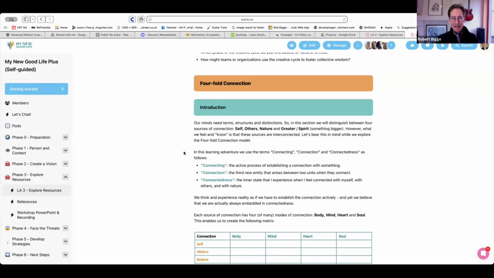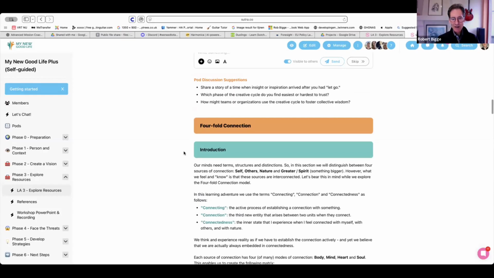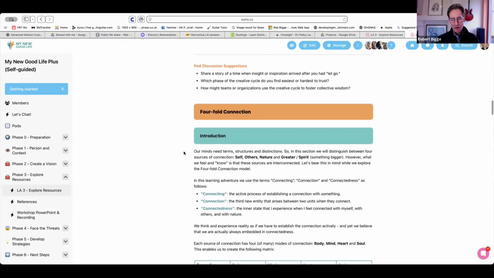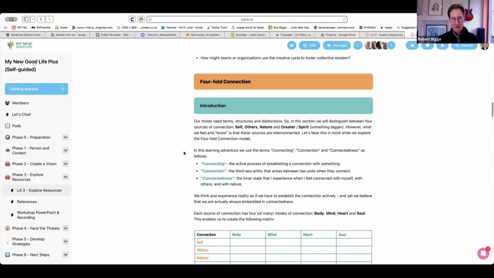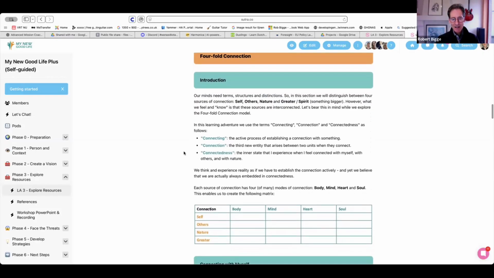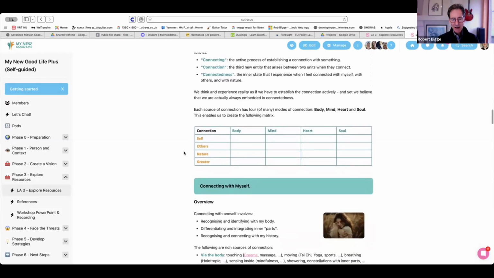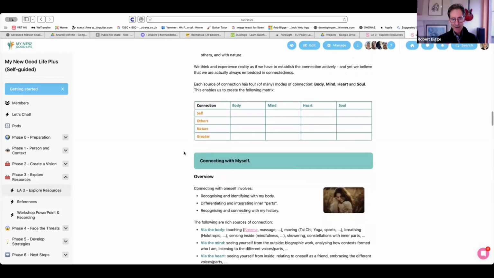Okay, and so then the actual learning adventure was mostly focused on this fourfold connection, which was one of the core elements in Bernard's New Good Life package. So we took quite a bit of time here in terms of exploring it in a bit more detail. Connecting to self, others, nature, and something greater through body, mind, heart, and soul. So we systematically worked through that, looking at different ways of doing it.